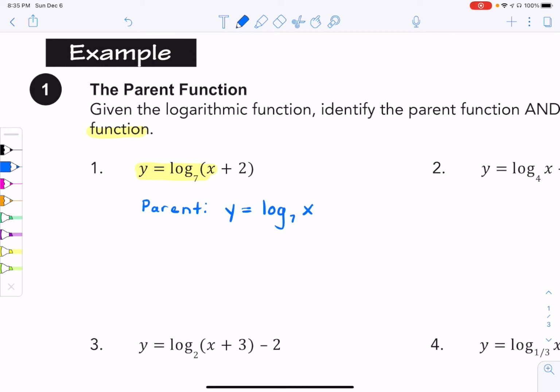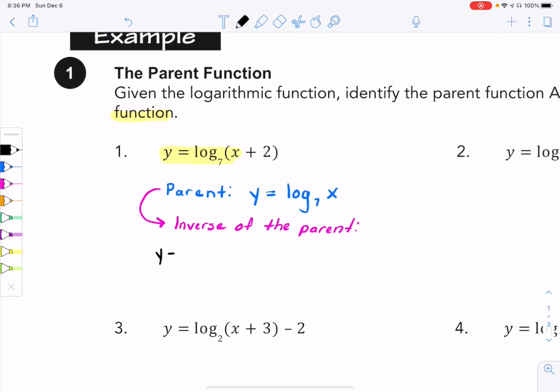And then we're looking to find the inverse of the parent function. So finding the inverse of the parent function is when you switch your x and y variable and you solve for y. Solving for y requires you to convert to exponential form. So if we do this off to the side here, we have y is equal to log base 7 of x. I'm going to start by switching x and y.